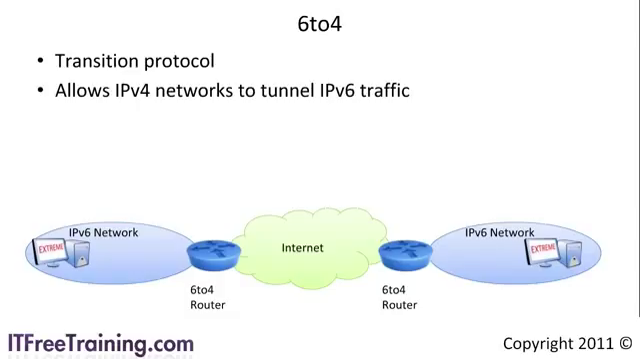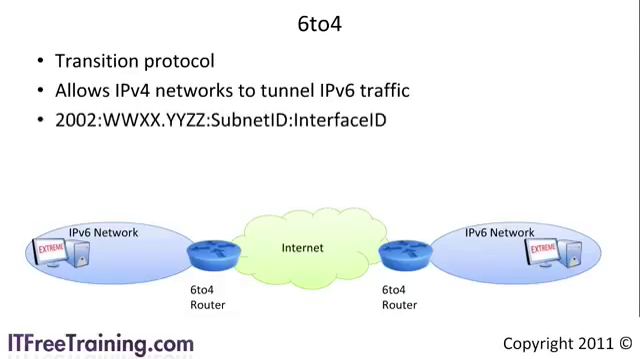These addresses all start with 2002, followed by the IP version 4 address shown here as W, X, Y, and Z, followed by the subnet ID and interface ID. You may be thinking, why would you not establish a tunnel between the two sites? Consider this more complex example.